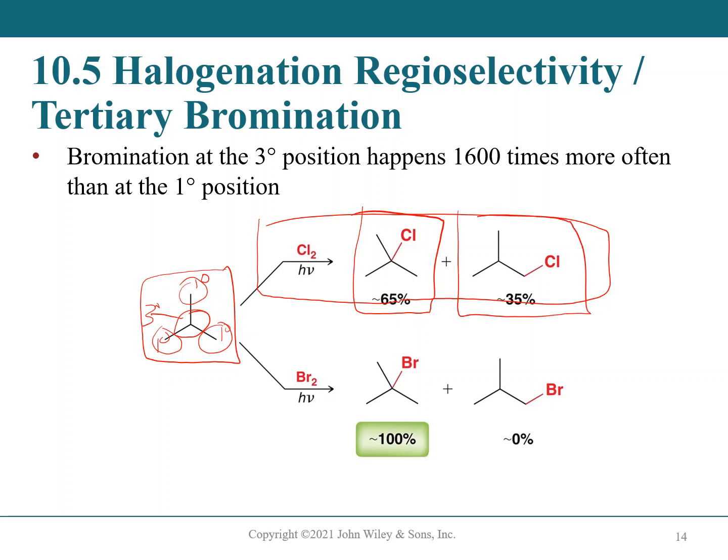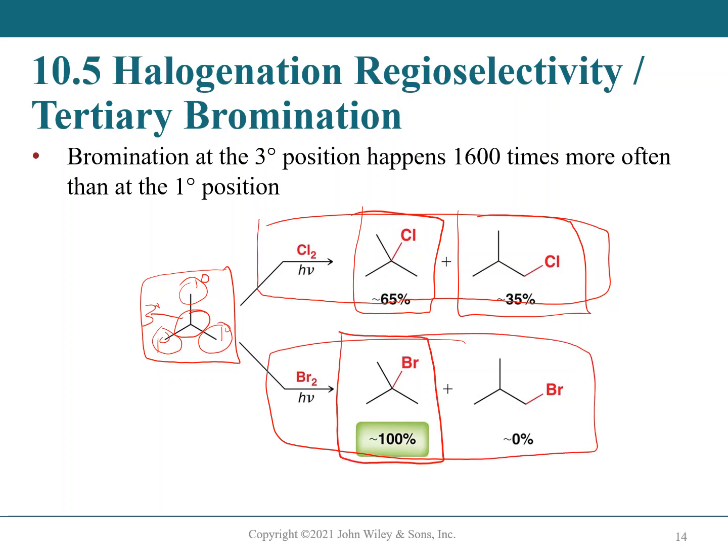But bromination, on the other hand, has a very large difference, where it is almost exclusively, nearly 100%, selective for the tertiary over the primary. This actually turns out to be about 1,600 times more selective for tertiary over primary for the reaction. The next slide will summarize that selectivity for all of the different reactive halogens.